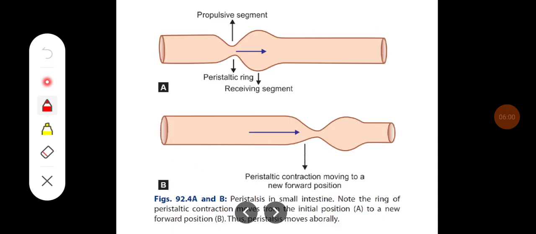So this is a diagram showing peristalsis in the small intestine. Note a ring of peristaltic contraction moves from the initial position to a new forward position, and thus peristalsis moves aborally.